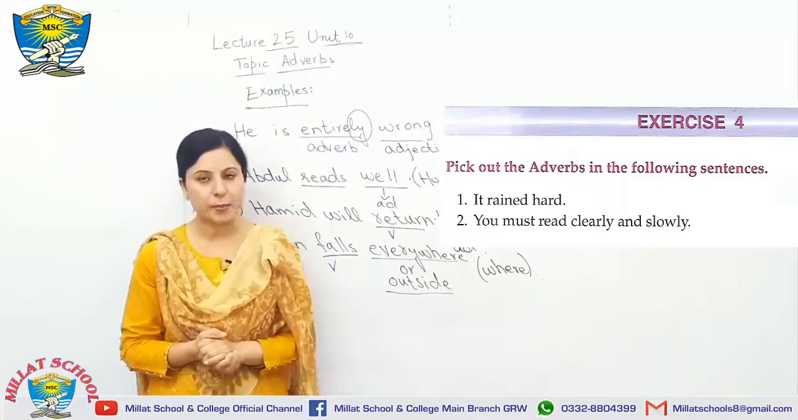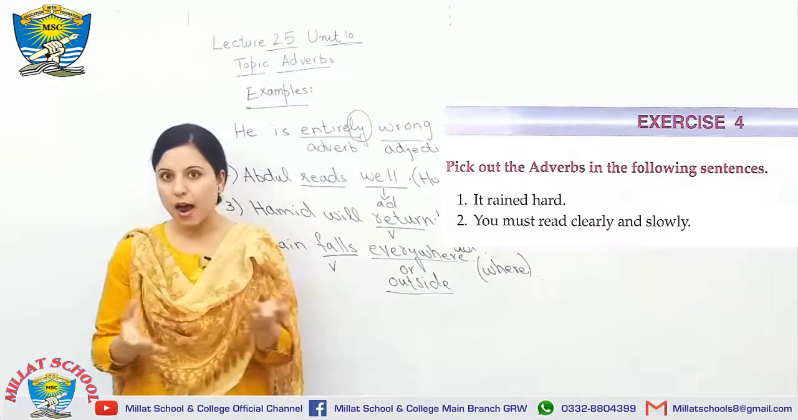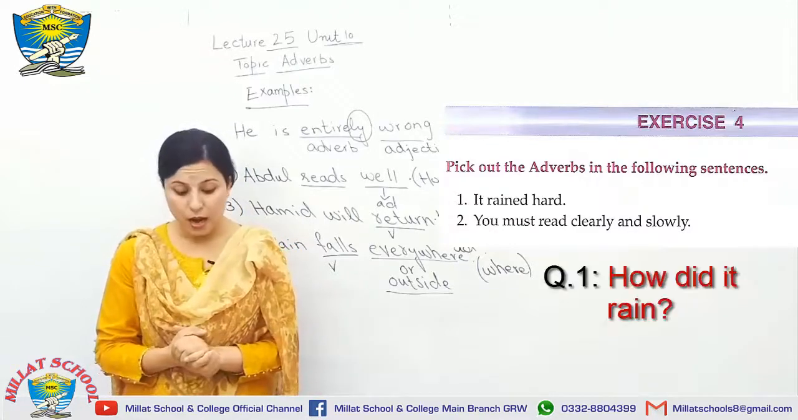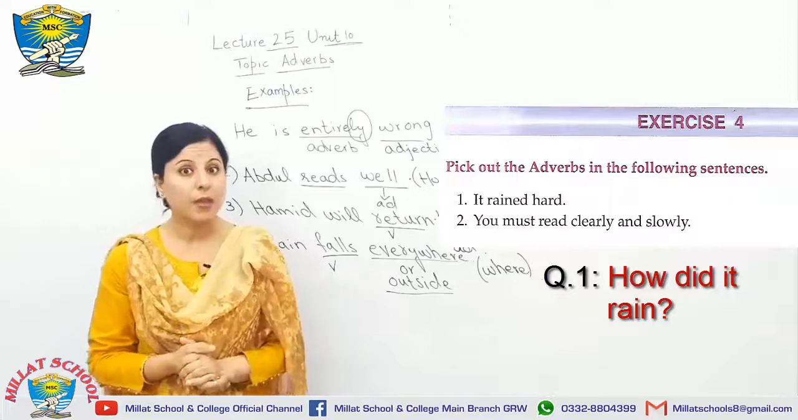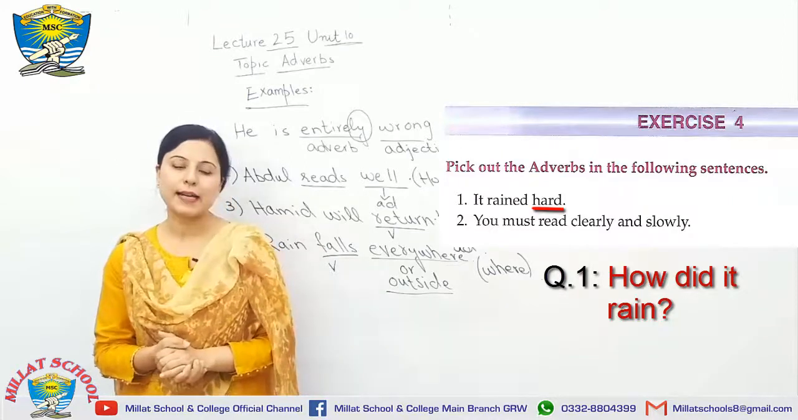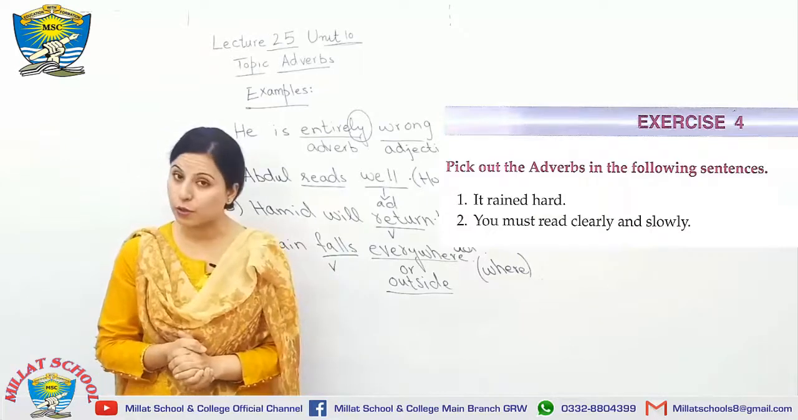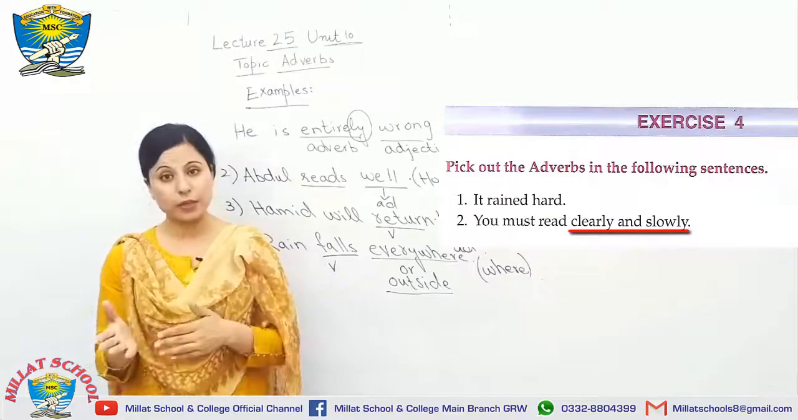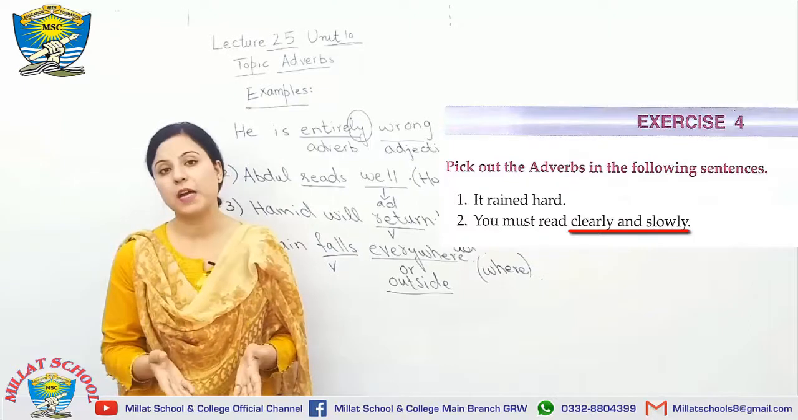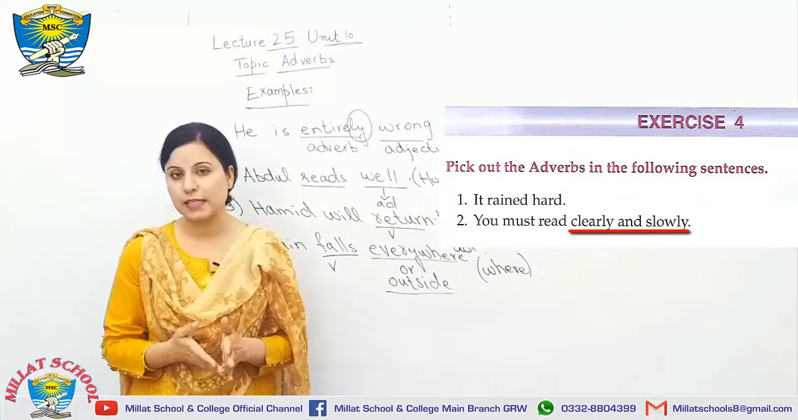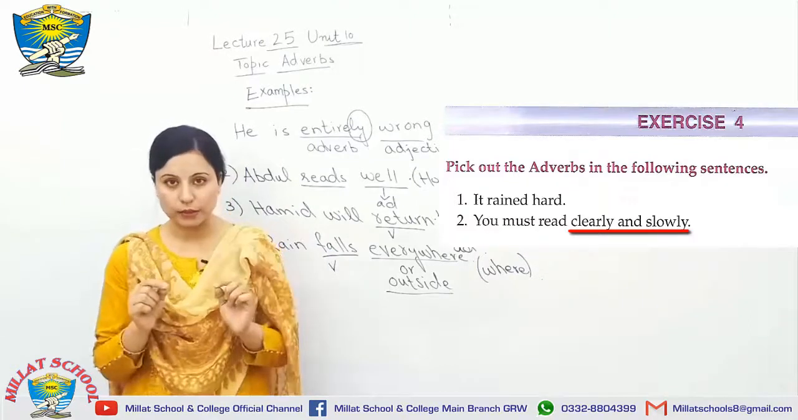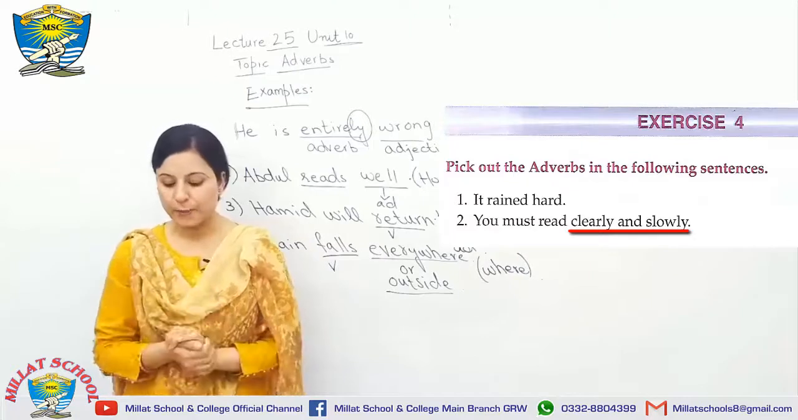For example, number 1, it rained hard. Hard. How did it rain? Hard. So it means that hard is your adverb. Number 2, you must read clearly and slowly. Clearly and slowly, two adverbs are given in this sentence. So circle both clearly and slowly.